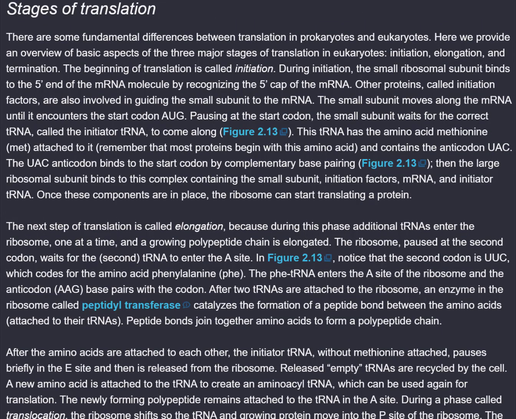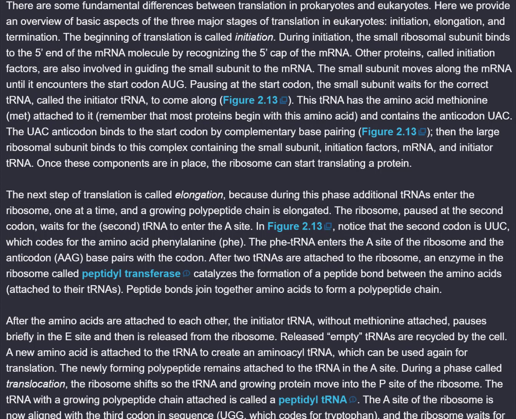Stages of translation. There are some fundamental differences between translation in prokaryotes and eukaryotes. Here we provide an overview of basic aspects of the three major stages of translation in eukaryotes: initiation, elongation, and termination. The beginning of translation is called initiation.